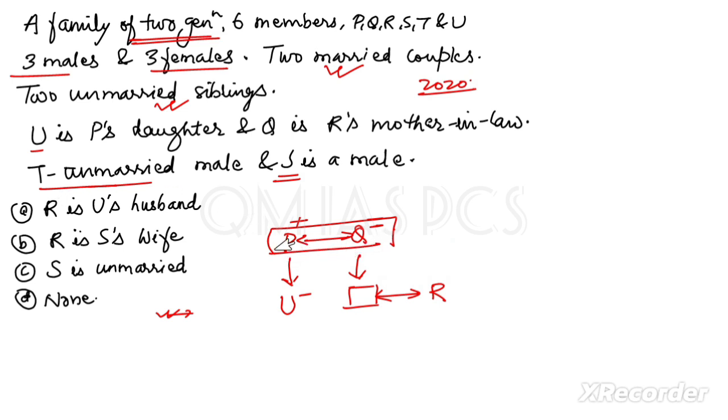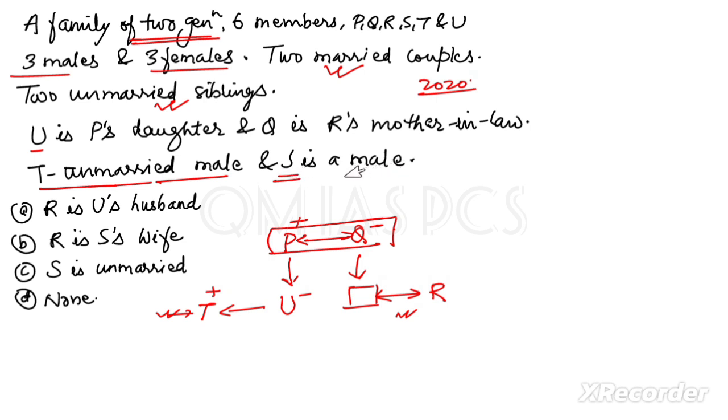Okay, we don't know right now whether T is male. Okay, unmarried male, it is given. So we can say yes, T is an unmarried male, plus. Now we have to see that there should be one more couple. This is one more couple, and it is given that F is a male.